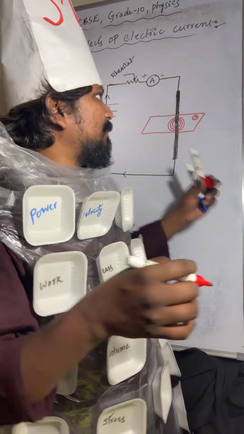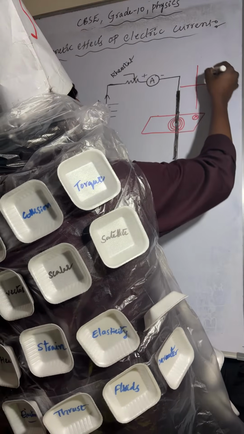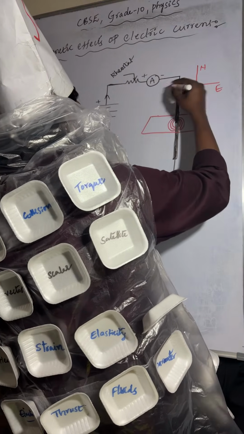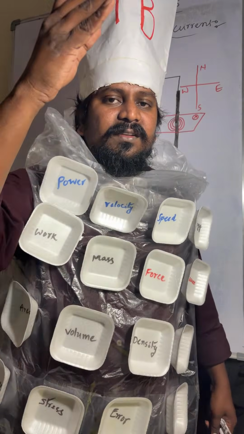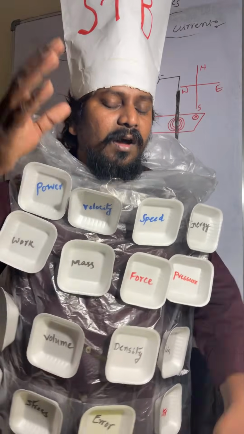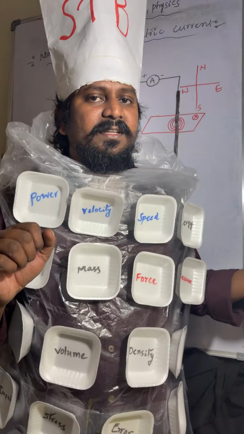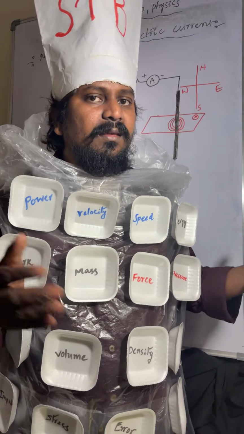So we know this is north, south, east and west. If the current is passing from north to south, how is the deflection in the compass? How does the magnetic needle move?